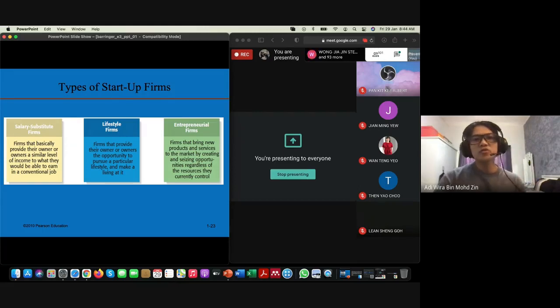So we have three types of startup firms, namely the salary substitute, lifestyle firms, and also entrepreneurial firms as well. So take a look at the salary substitute firm and lifestyle firm. Both of them have some things in common, but there is a difference between salary substitute and lifestyle. Lifestyle is much more towards what you do, your lifestyle. So if you like fitness, martial arts, or dancing, this is your lifestyle.